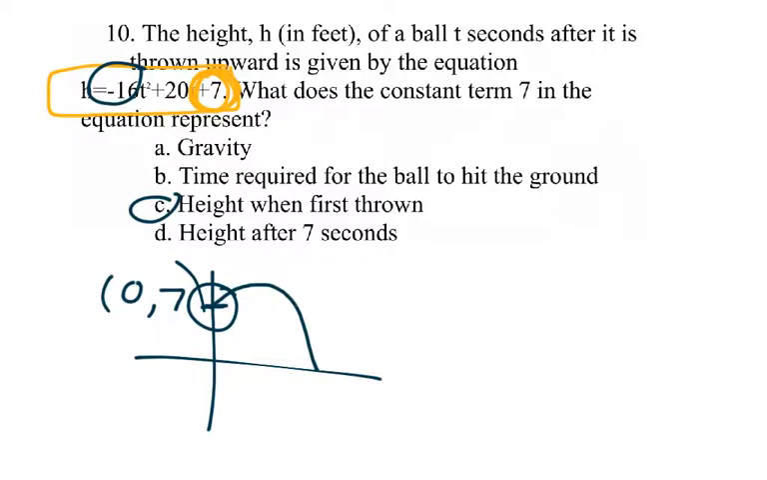And then the height after it was thrown, 7 seconds, you can look at your table, or you can plug in 7 for all the t's, and it's at negative 637. So A, B, and D don't make any sense. C is the only one that matches, so just look at the graph and check it out.